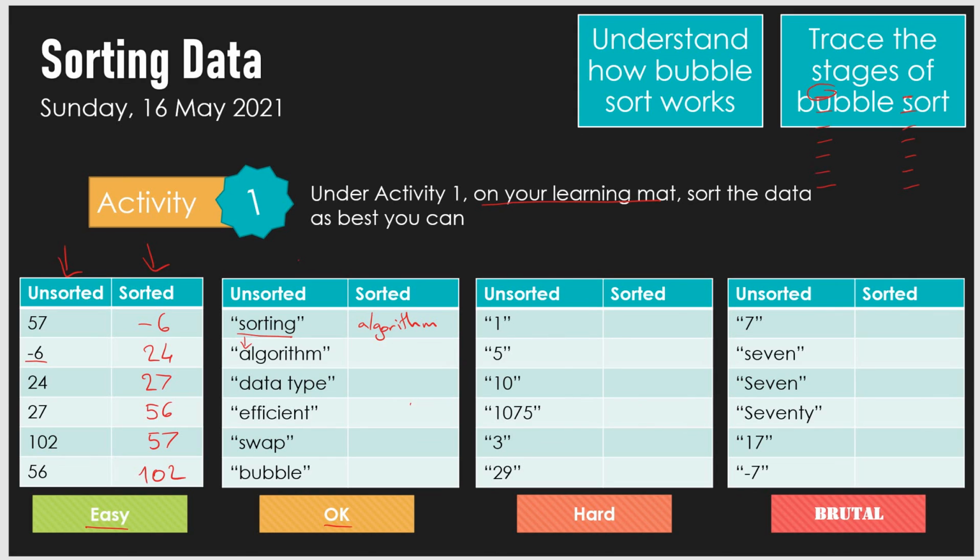The next word that's going to go here is going to be bubble. B is the second letter of the alphabet. So if A is 97, B is going to have the value 98. So we would have bubble like so. The next word is going to be data type.